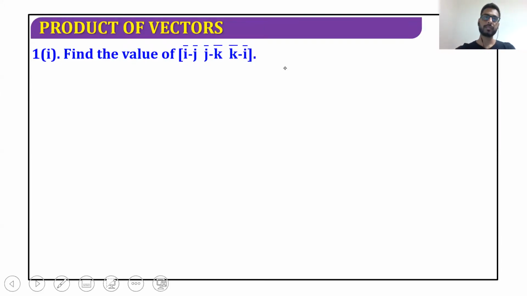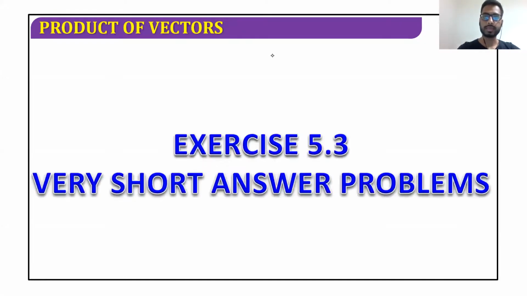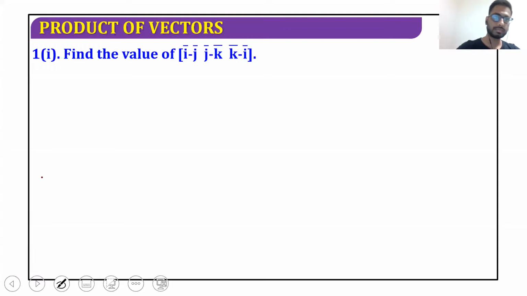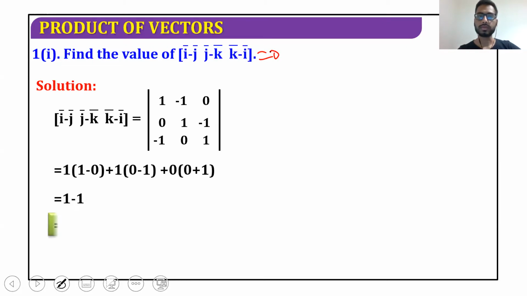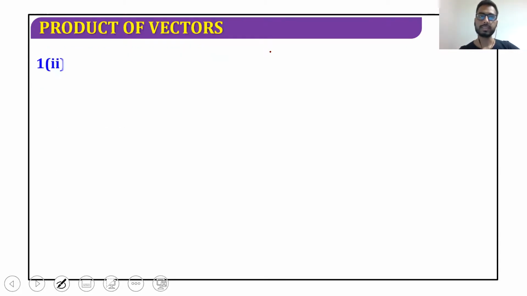Perfect. So we'll continue. I have to find the value of I minus j, j minus k, k minus I. So similar to a minus b, b minus c, c minus a. Value of this term, you can directly say that it's going to be equal to 0. So answer of this is 0. You can also simplify, and simplification would also give the same answer.